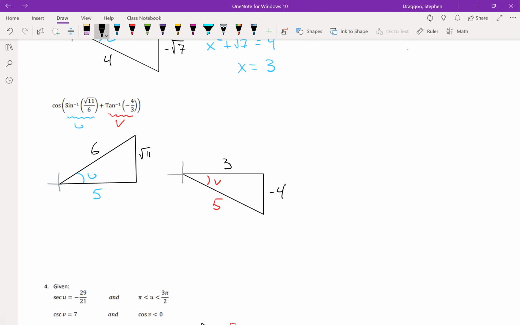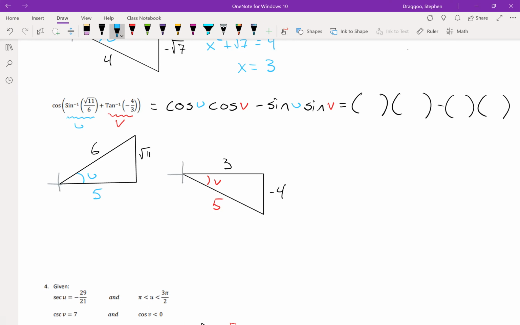So we have the cosine sum formula, which will be cosine u cosine v minus sine u sine v. So cosine u cosine v minus sine u sine v, which will be one product minus another product.